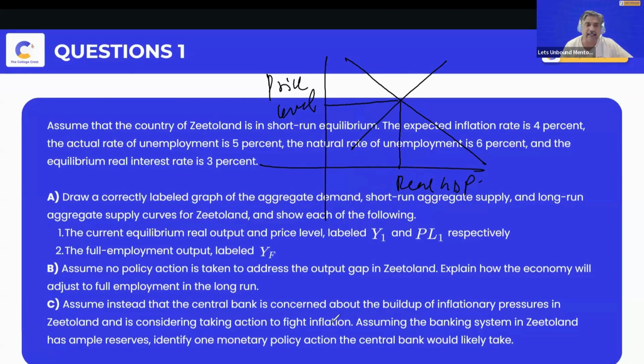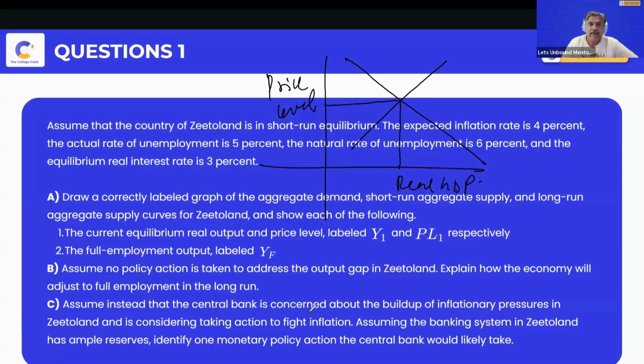Similarly, part B, they say assume no policy action is taken to address the output gap in Zetoland. Explain how the economy would adjust to full employment in the long run. When we talk about the adjustment, the short run aggregate supply will decrease in the long run as a result of an increase in nominal wages, input prices, or you can say inflationary expectations.